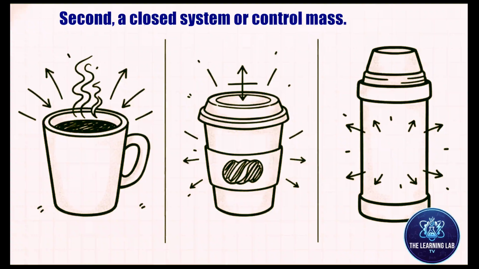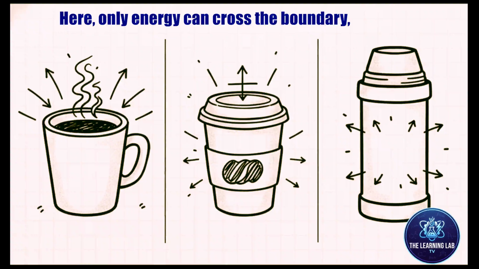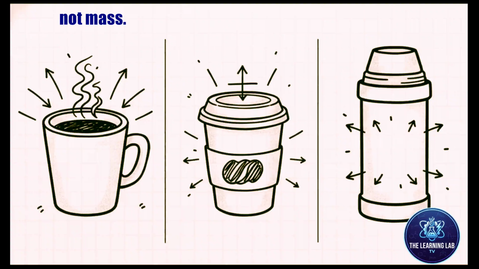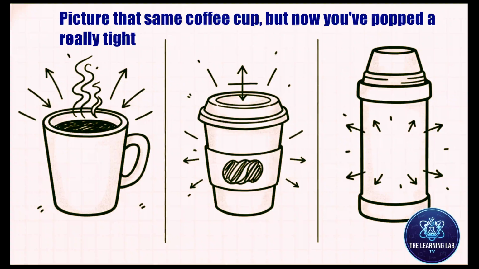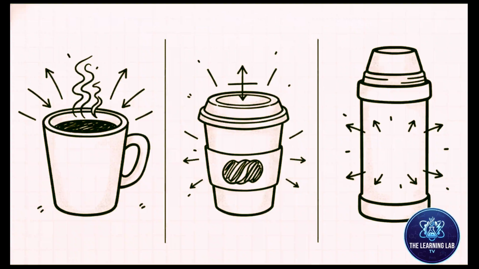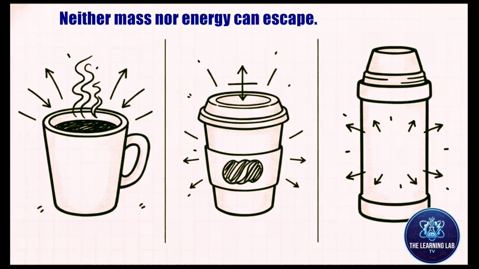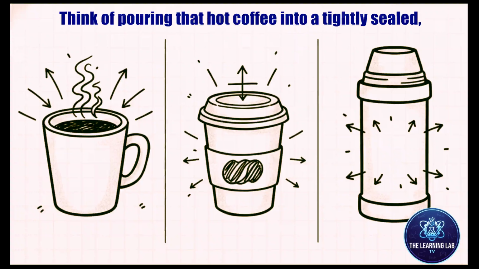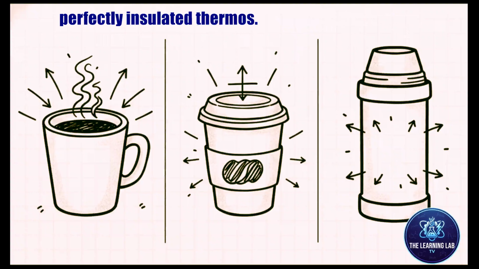Second, a closed system, or control mass. Here, only energy can cross the boundary, not mass. Picture that same coffee cup, but now you've popped a really tight lid on it. The liquid stays in, but the heat still escapes, so it gets cold. Finally, an isolated system. Neither mass nor energy can escape. Think of pouring that hot coffee into a tightly sealed, perfectly insulated thermos.